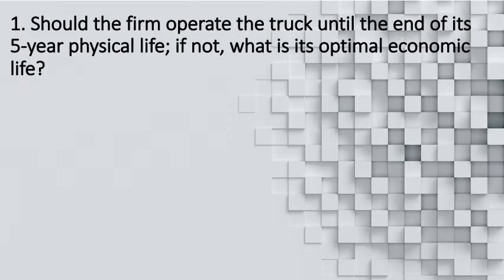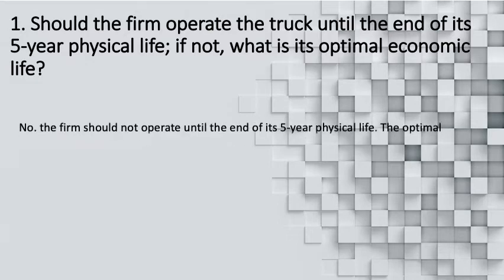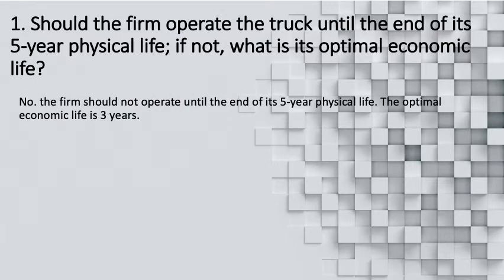So the question now would be, should the firm operate the truck until the end of its 5-year physical life? If not, what is its optimal economic life? Usually in businesses, we need to use the asset over its economic life. In this problem, it is a 5-year asset, so most of us think that using that asset for 5 years would be beneficial. But in this case, the answer is no. The firm should not operate until the end of its 5-year physical life. The optimal economic life is 3 years.